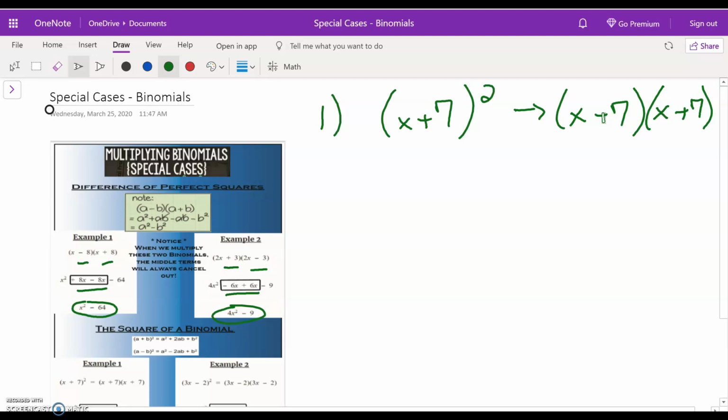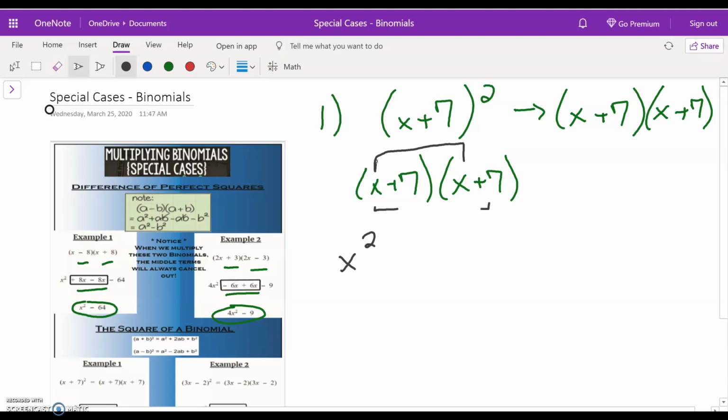Okay. And then we can go ahead and work our way through this. I'm just going to FOIL this. I'm going to rewrite it down here. x plus 7, x plus 7. Okay. And then when I go ahead and multiply here, x times x is going to give me x squared. Those are my first terms. My outside is x times 7. Sorry about that. It's going to be a 7x. Then we're going to have my inside terms here. 7 times x. Again, another 7x. And then our last terms here, 7 times 7. Just going to give me 49.